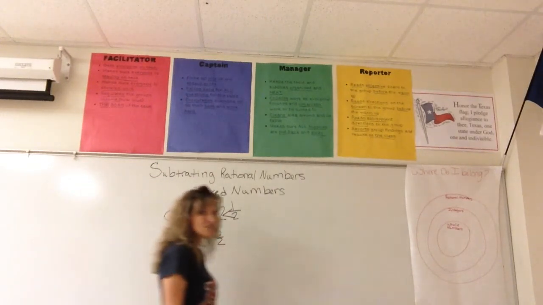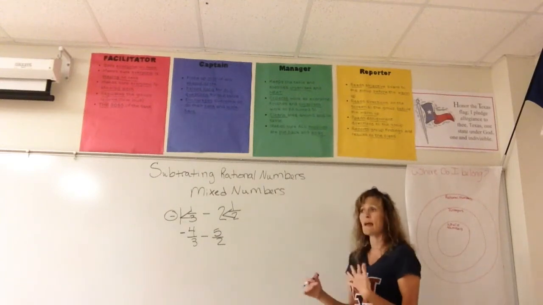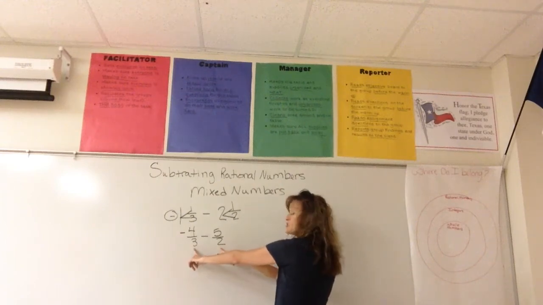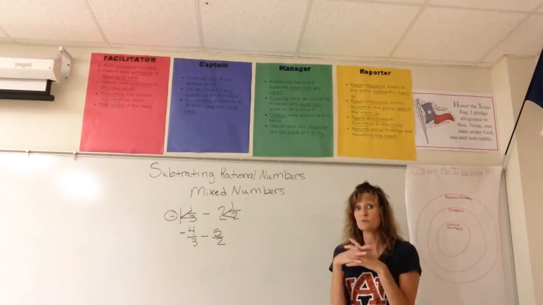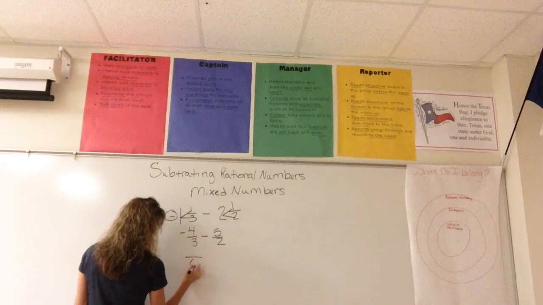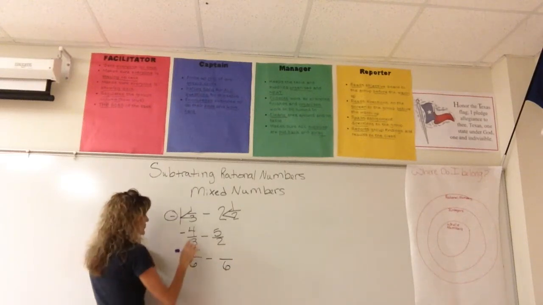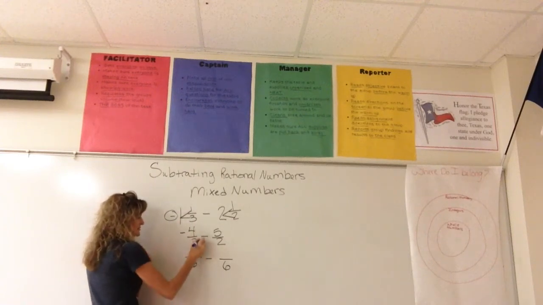Now I'm in the fraction mode, and I have to get a common denominator, because I know when I add or subtract fractions, I have to have a common denominator. This one's a 3 and this one's a 2. And they need to be the same size before I can add or subtract them. So I'm going to rewrite them with a denominator of 6. And I ask myself, what do I multiply 3 by so that I get 6? It's by 2.